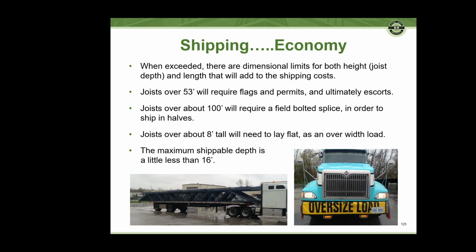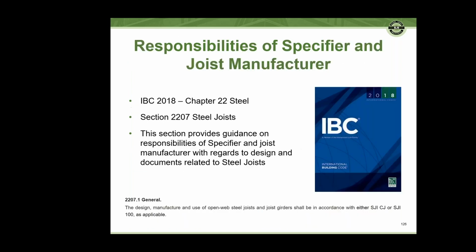I said about 100 feet because that's going to vary state by state, and it's also dependent upon access to physically get into the job site. Joists over about 8 feet tall will need to lay flat, and those will become an over width load. And then the maximum shippable depth is a little bit less than 16 feet. So typically the limit is exactly 16 feet, but that's the state trooper running the tape from the outside of all bandings and overlapping joists and chains and everything else. So it's best not to push up too tight to that for the actual depth of a deep joist.